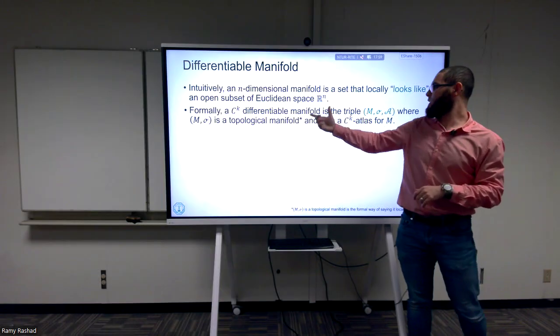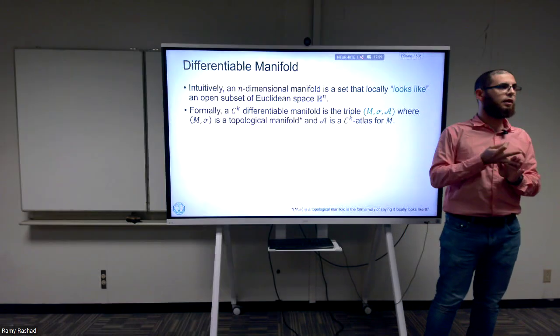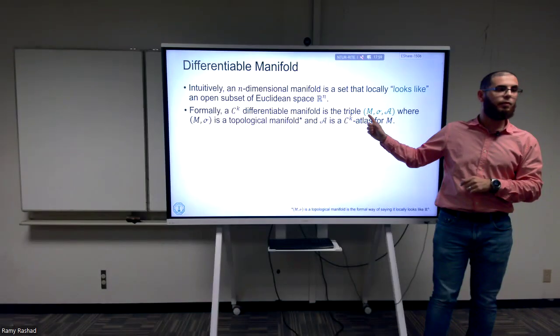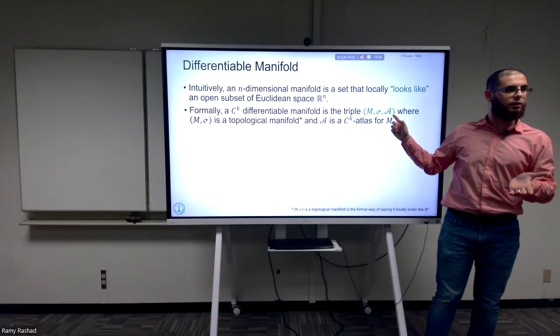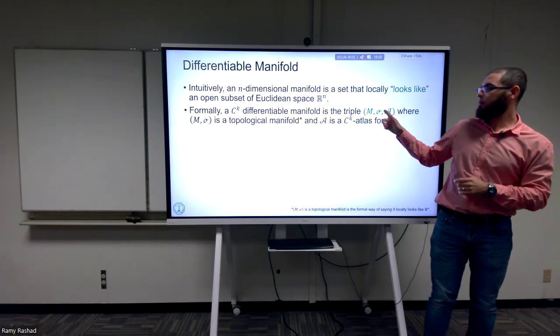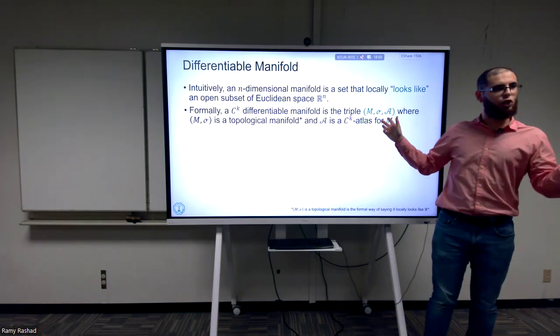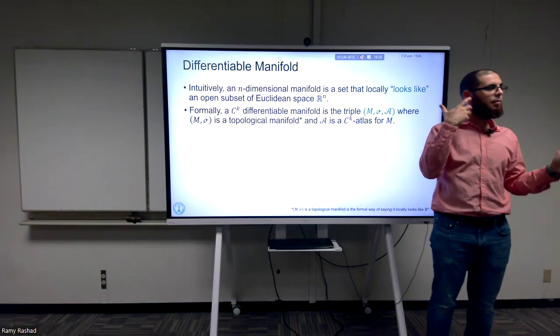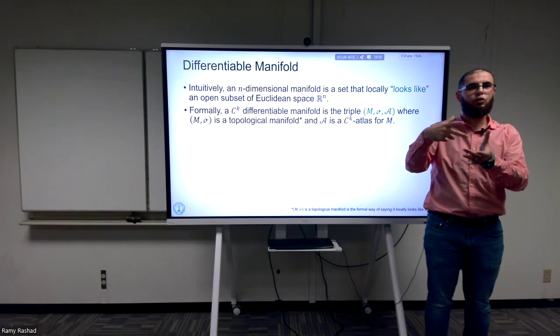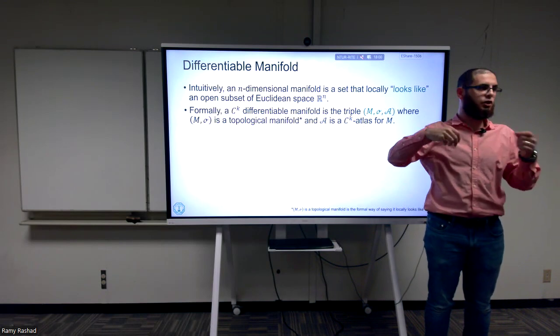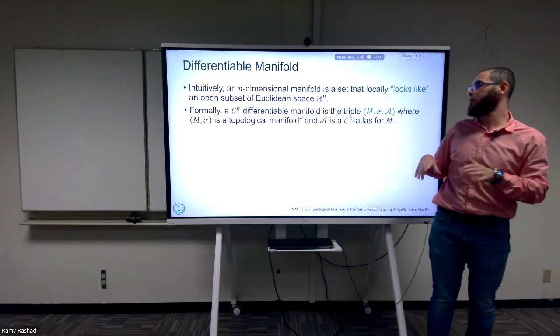A C^k differentiable manifold is a triple of three things: a set, a topology, and an atlas. The set, you know what that is. The topology, you don't know what that is, but it's the same intuition. It's the same intuitive structure that you give to Rn to talk about continuity of functions on this manifold, without going into more details.